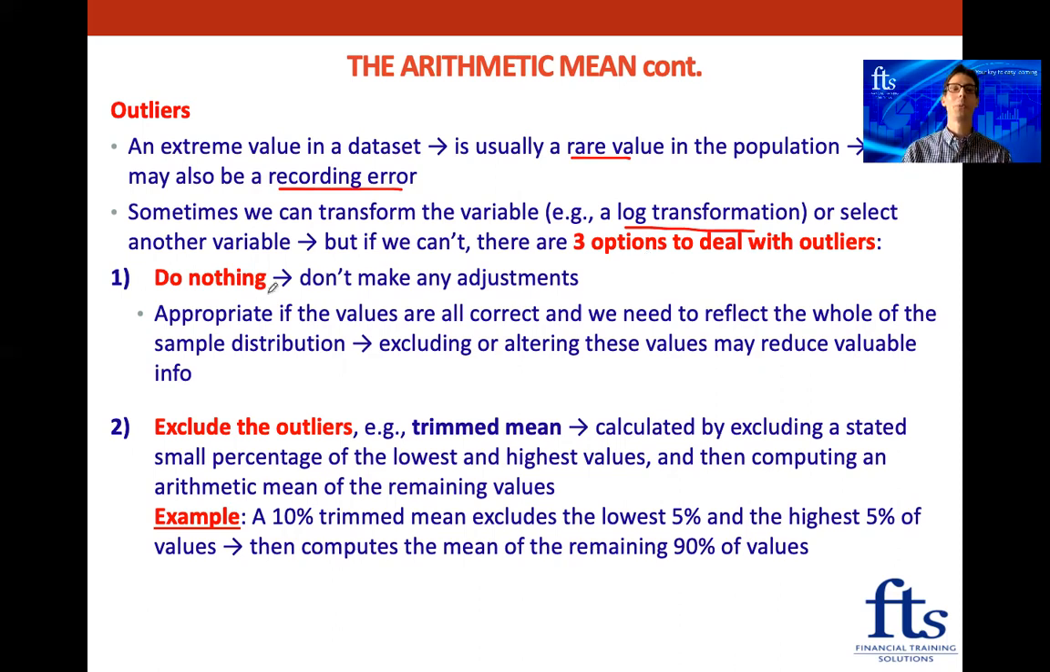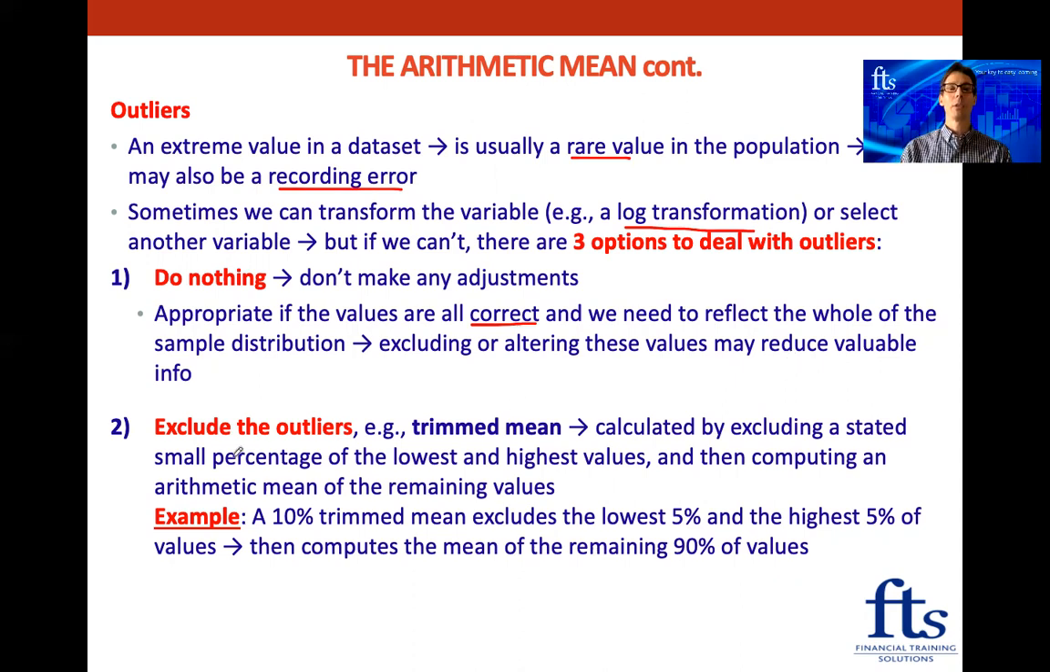The first way to deal with them is the easiest. Just do nothing. Don't make any adjustments. This is appropriate if the values are all correct and we need to reflect the whole of the sample distribution, because sometimes excluding or altering these values may actually reduce valuable info.